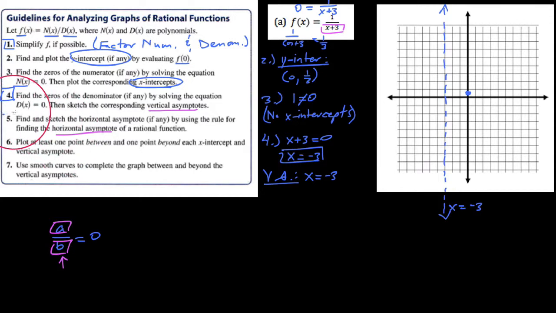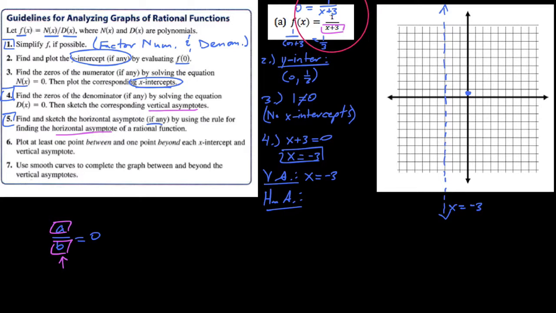Now, let's go ahead, number 5 here, it says, all right, let's find and sketch the horizontal asymptote, if any exists, by using the rule for finding horizontal asymptotes of a rational function. So I'm going to write this out here. We say horizontal asymptote. We found the y-intercept, found the x-intercepts. Let's find the horizontal asymptote, if it exists.